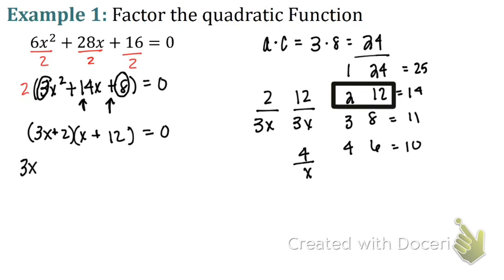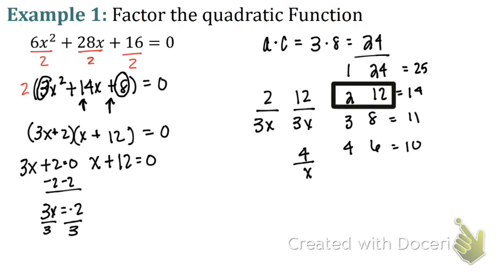Setting both equal to 0, I'm going to take my final steps of solving this quadratic function. Subtracting 2 from both sides, I get 3x equals negative 2. And dividing by 3, I get x equals negative 2/3. Whoa, I'm running out of room. Let's rewrite that.